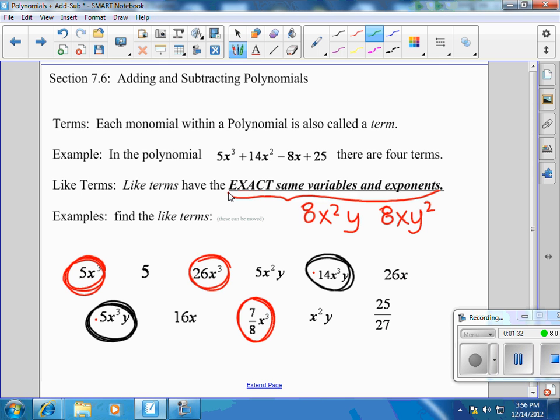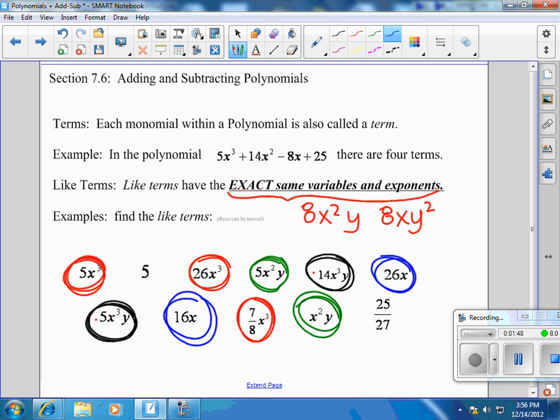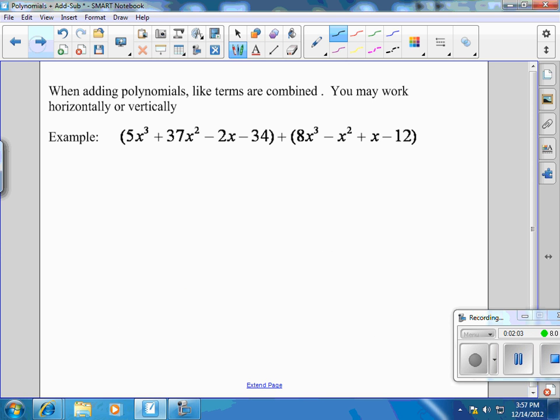Alright. So on the next one, let's do 5x squared y. Well, it says an x squared and a y. Just that one. And then we have some plain old x's, 26x and 16x. We could combine those. And then finally, the very last one. Even though 25/27 is a fraction, these two could be combined because they're just regular plain old numbers. They are like terms. Hopefully that's nothing new.